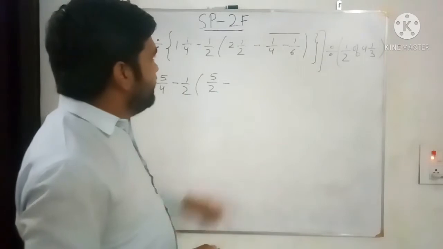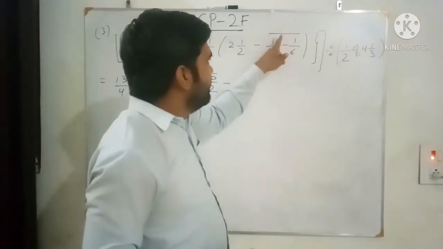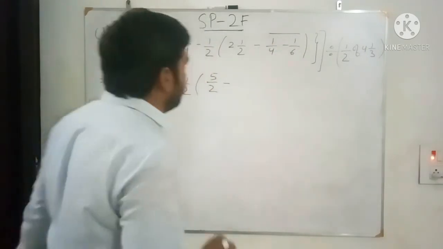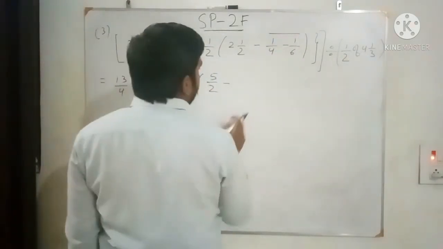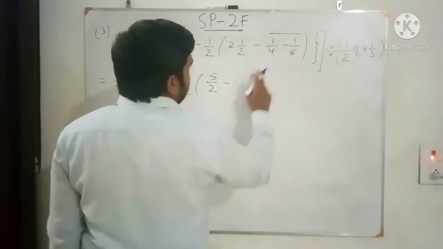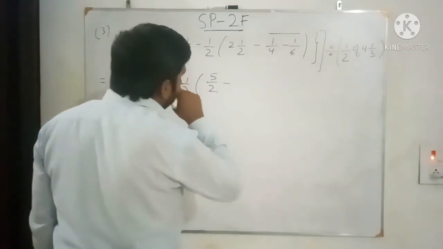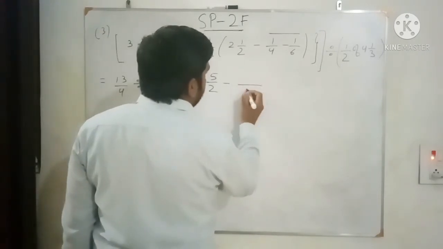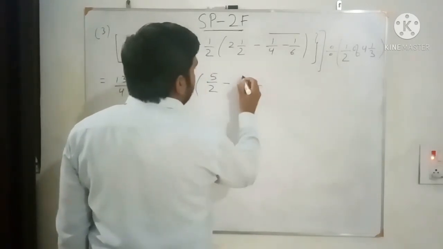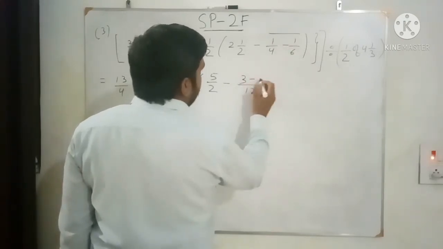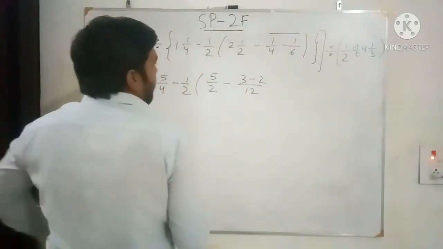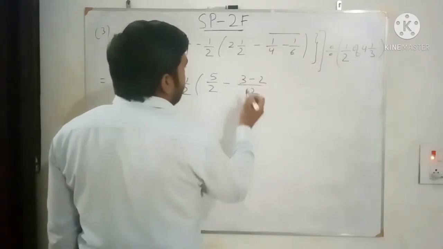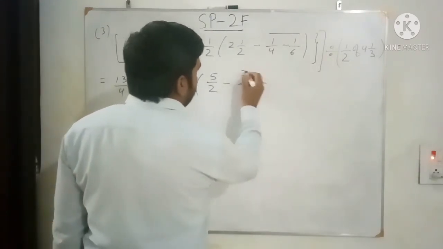According to the BODMAS rule, this bar has the highest priority. So first of all, remove this bar bracket. It's called the bar bracket, this line over the number. So how will this be removed? Find the LCM. The LCM of 4 and 6 will be 12. So what do we write? 12. 4 3s are 12, that will be 3. 6 2s are 12, that will be 2. And whatever the answer comes, over that we put this bar. Okay.